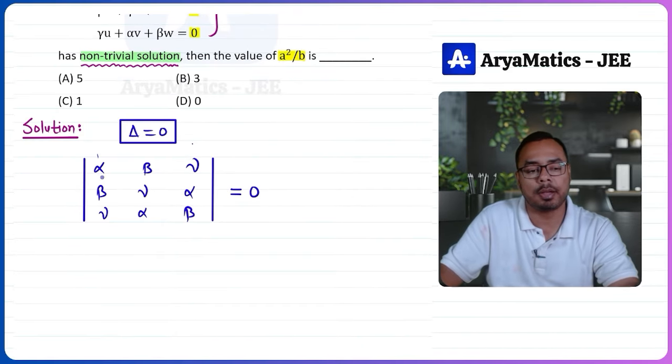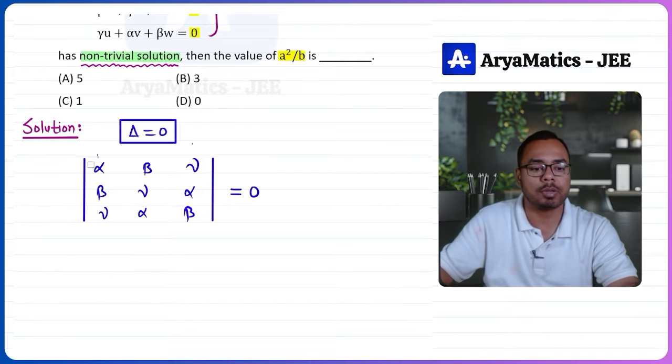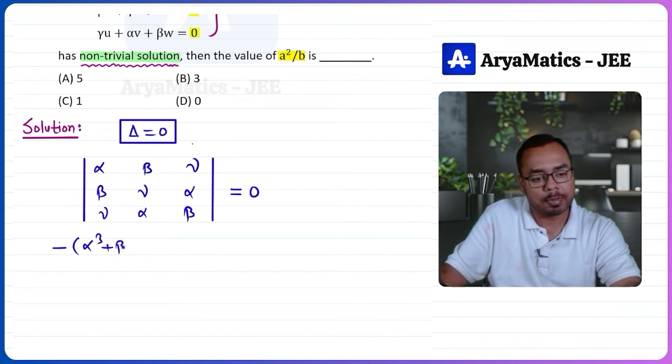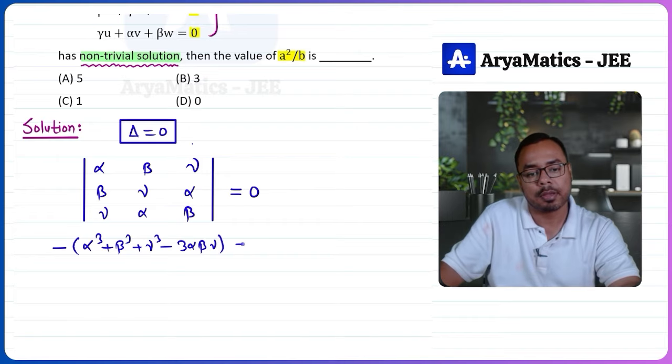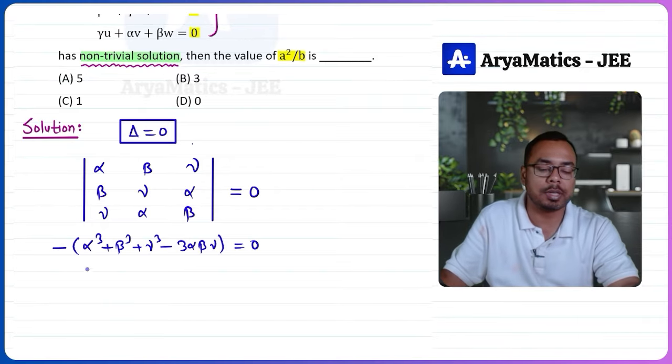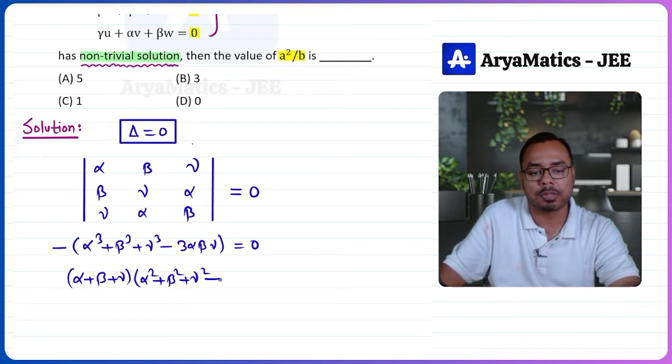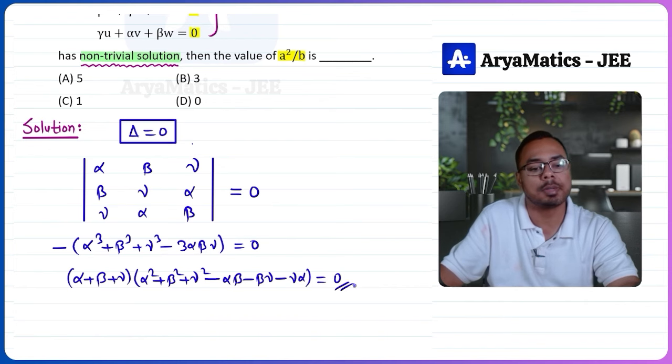In case of a cyclic determinant, we have these terms. You have alpha, beta, gamma, then the next row is beta, gamma, alpha, and then gamma, alpha, beta. So this is one standard determinant, right? If you expand this determinant, you will get the value as alpha cube plus beta cube plus gamma cube minus 3 alpha beta gamma, and this has to be 0. Now, using the formula for a cube plus b cube plus c cube minus 3abc, we can write this as alpha plus beta plus gamma, multiplied by alpha square plus beta square plus gamma square minus alpha beta minus beta gamma minus gamma alpha, and this must be 0.